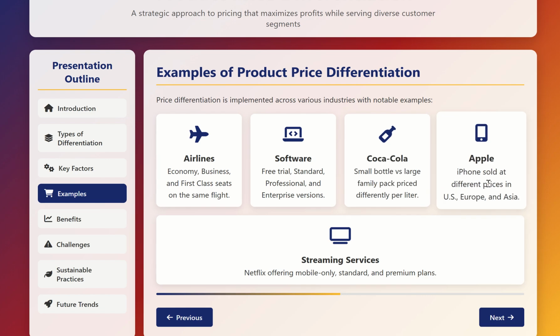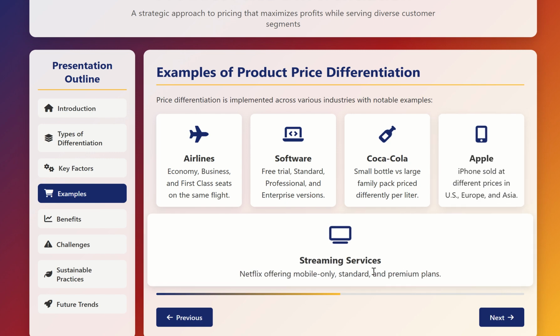Then Apple phones. Apple phones are normally sold at different prices in US, Europe, and Asia, and even Africa. The price that they are being sold in US is not the same as the price they're selling in Africa. It's not the same as the price they're selling in Asian countries. So because of the market segments, because of competitive advantage, because of preference of the customers, there are so many factors that we had highlighted.